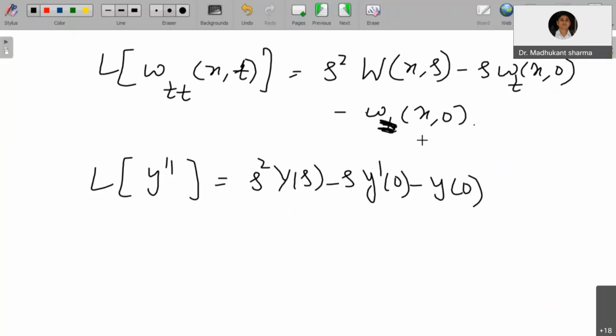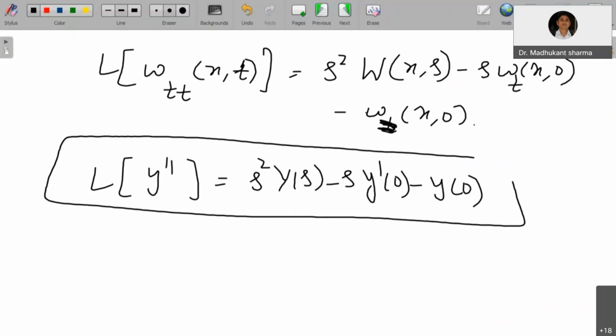Now I'm going to use the conditions. Since w_t at x comma 0 is 0 and w of x comma 0 is 0, it is going to be s square times W of x comma s.